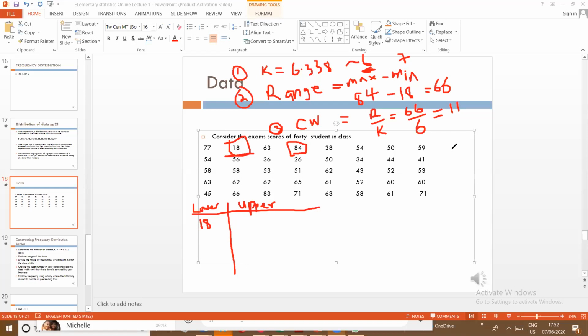Then the next thing is to keep adding the class width till we have covered the highest observation in the data. So we add 11 to 18, that will make it 29. Plus 11 again should give us 40. Are you with me? Yes, sir. Plus 11 gives 51. Plus 11 will give us 62. Plus 11 will give us 73. And then finally, plus 11 will give us 84. Good. So this will be our classes.